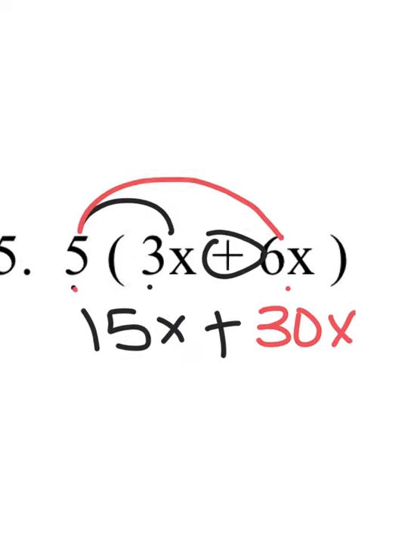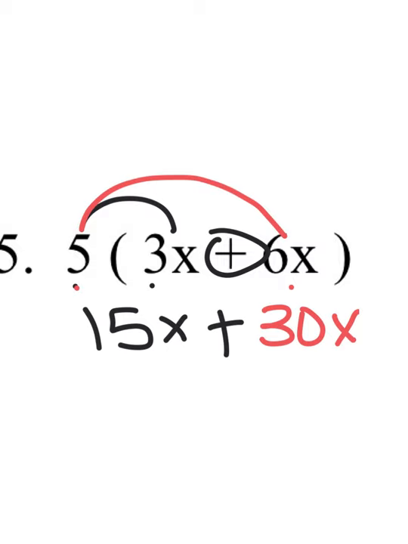And we can simplify this even more if we wanted to, because we have the same variable. We have x and x. So we can continue. So we'll do 15x plus 30x. It's going to give us 45x.